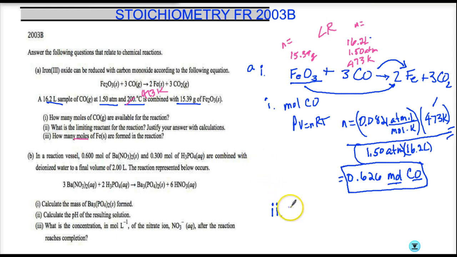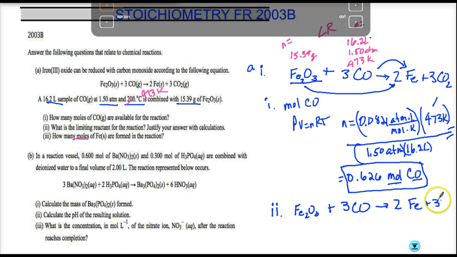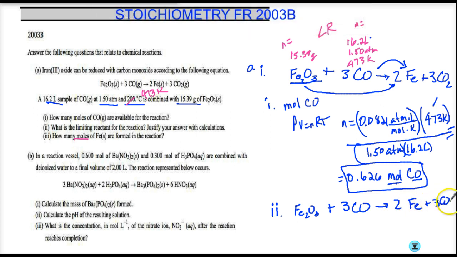So I'm going to rewrite this just for the purpose of figuring this out, with the coefficients 2, 3, and 2. Plus 3 CO, and it's going to yield you 2 Fe plus 3 CO2.